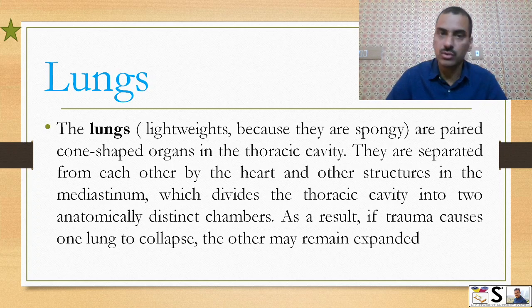Now we will study the lungs. What is a lung? The lung is very lightweight because it is spongy. The lungs are paired, cone-shaped organs lying in the thoracic cavity. They are separated from each other by the heart and other structures in the mediastinum. The mediastinum divides the thoracic cavity into two anatomically distinct chambers. As a result, if trauma causes one lung to collapse, the other may remain expanded and working.